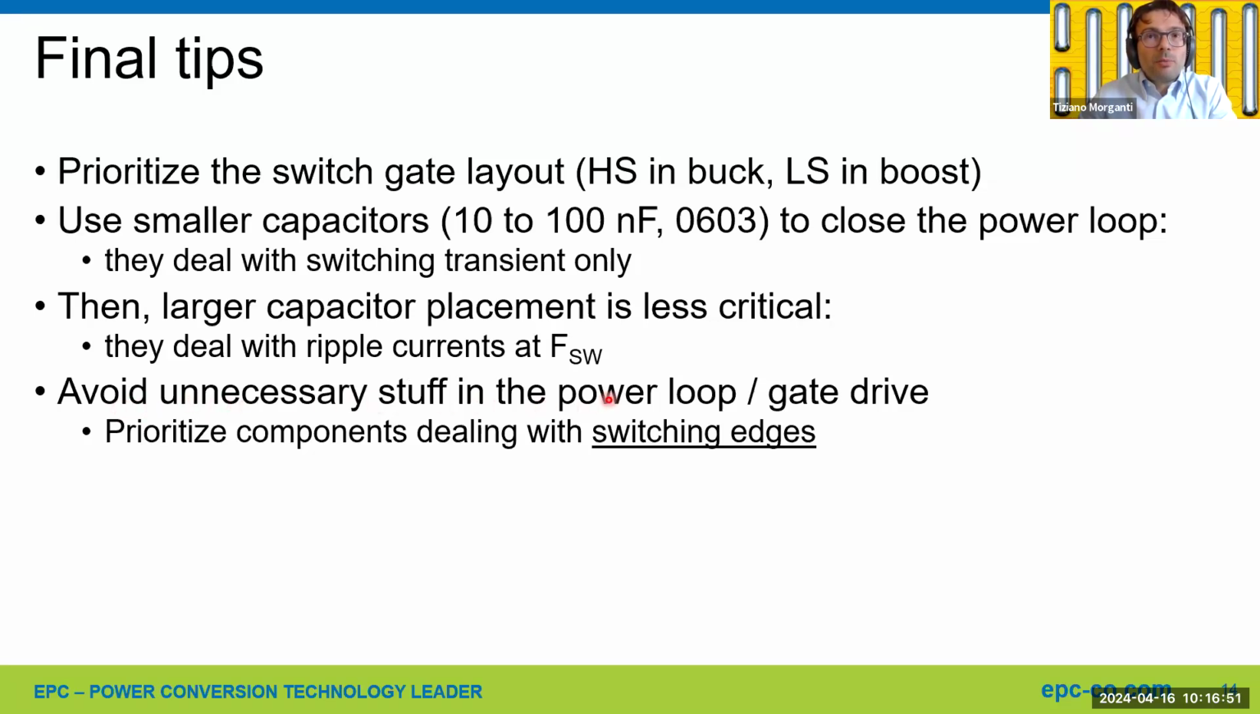In the power loop and gate drive loop, it's better to avoid unnecessary stuff. So only components that are dealing with the switching need to be placed close to the device. One example I have is if you use a resistor from gate to source to keep the device off, that is just working in DC, so you can place it elsewhere and avoid using space in a critical area.